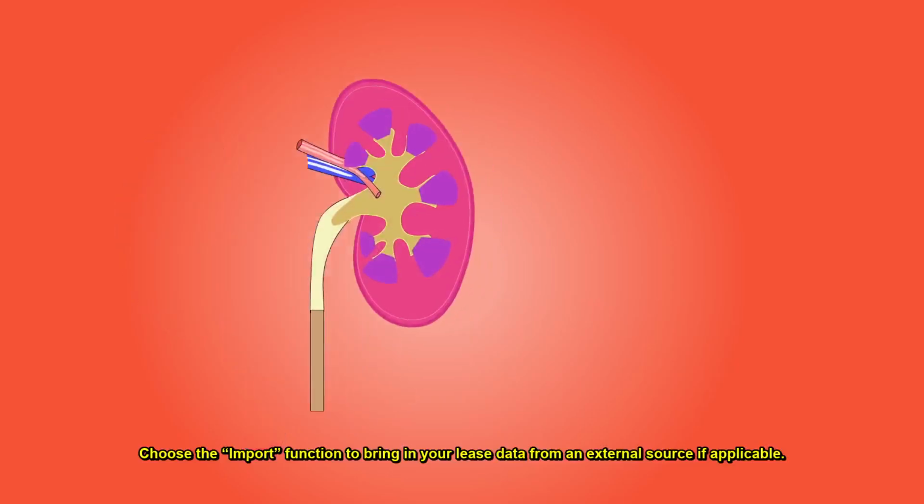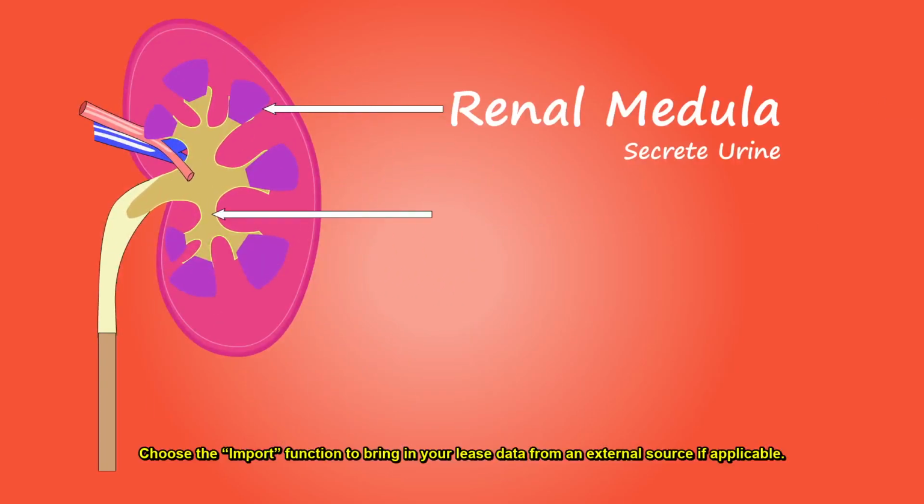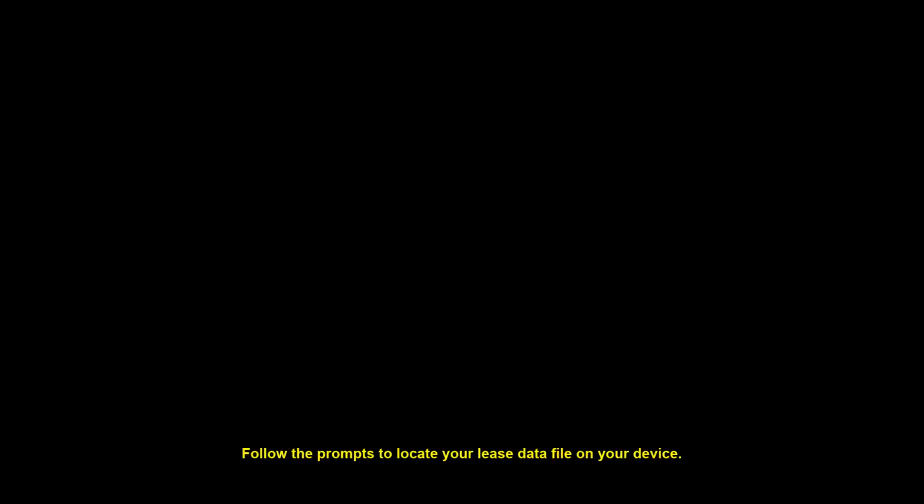Click on Start or Edit next to the rental property you want to restore. If you have previously entered lease data, look for the option to import or restore this information. Choose the import function to bring in your lease data from an external source if applicable. Follow the prompts to locate your lease data file on your device.